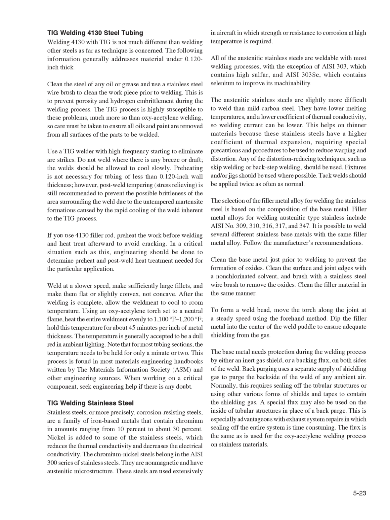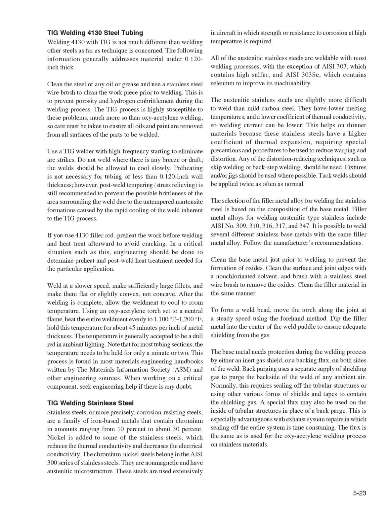Using an oxyacetylene torch set to a neutral flame, heat the entire weldment evenly to 1100 degrees Fahrenheit to 1200 degrees Fahrenheit. Hold this temperature for about 45 minutes per inch of metal thickness. The temperature is generally accepted to be a dull red in ambient lighting. Note that for most tubing sections, the temperature needs to be held for only a minute or two. This process is found in most materials engineering handbooks written by the Materials Information Society, ASM, and other engineering sources. When working on a critical component, seek engineering help if there is any doubt.